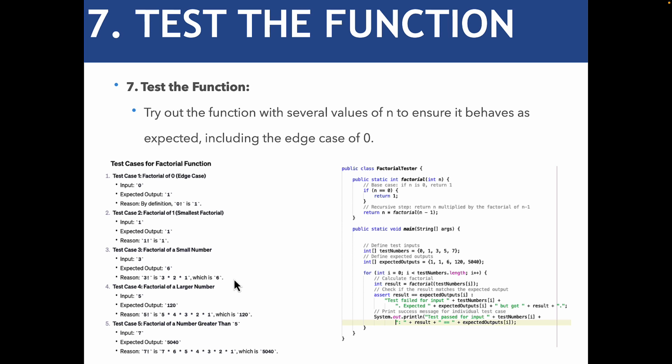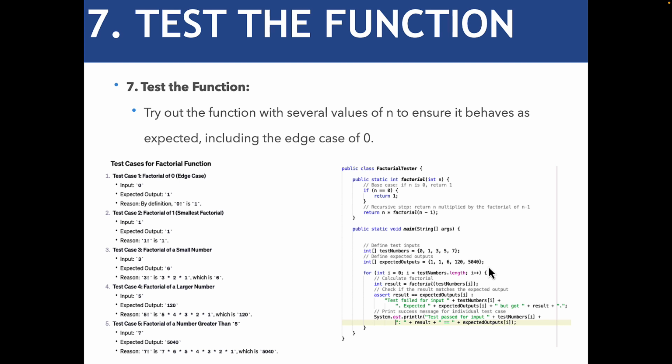And finally, we can do some testing. Look, test case 1, factorial of 0. We're going to test it. So this is a factorial tester. I will give you these functions. It will test the values for 0, for 1, for 3, for 5, for 7. And you need to define what is the expected output and what is the output from the program. If the output from the program is equal to the expected output, it means that everything is fine.